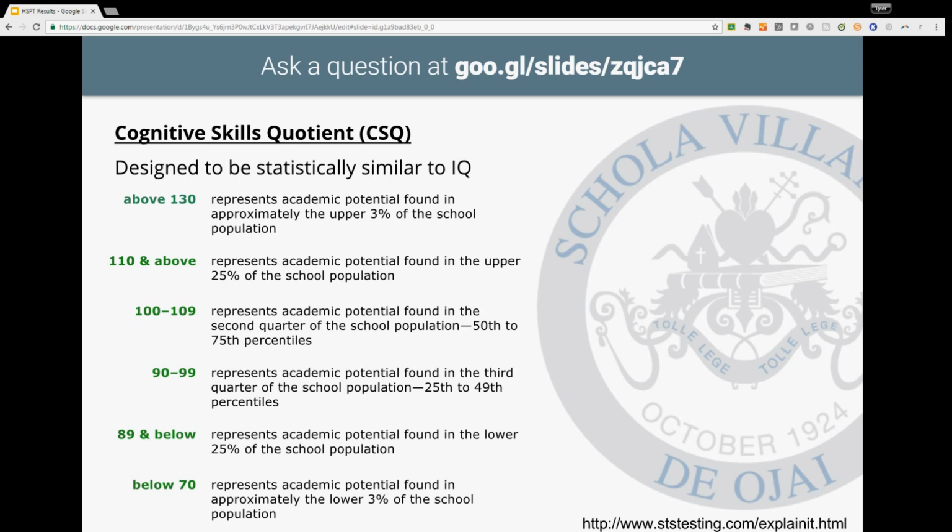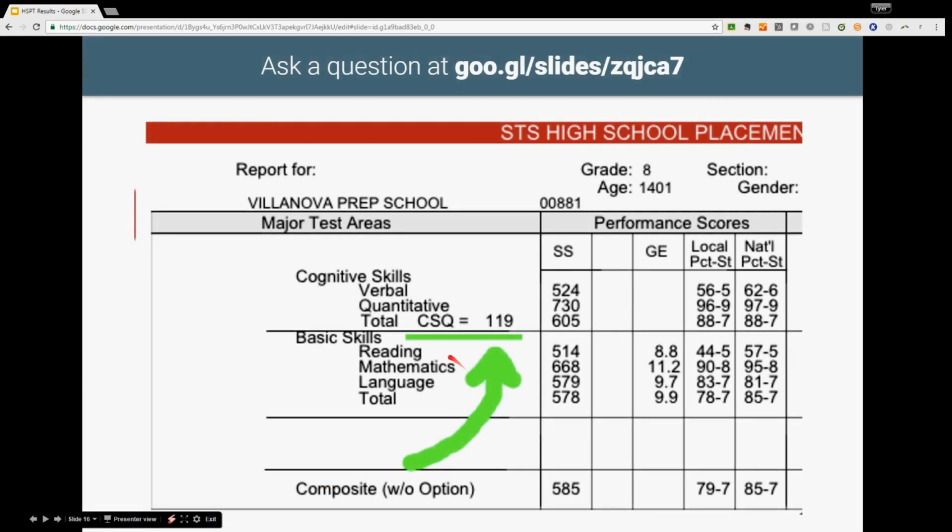We often see students from 110 to 120. We see it creeping up to 127. The highest that I personally have ever seen is 137. And if you're above 130, as you can see, you are landing in the upper 3rd percentile of the school population. Now, the cognitive skills quotient can be found on the performance profile.